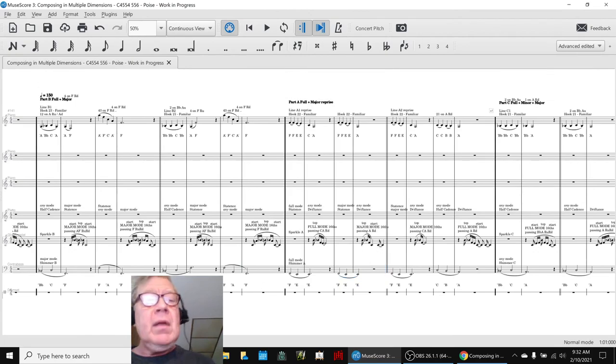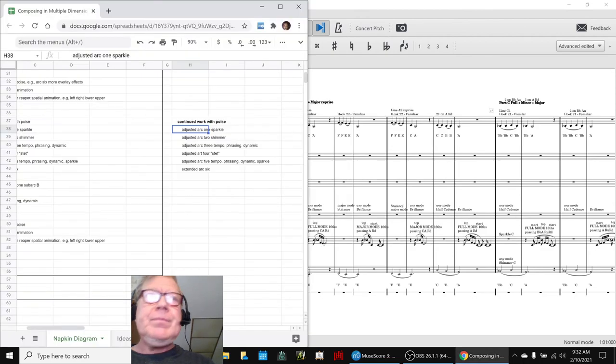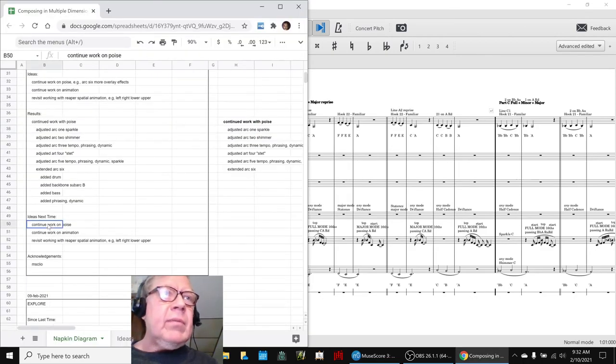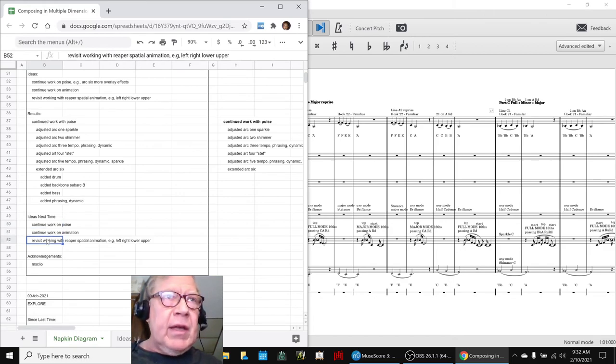So our ideas for next time are to continue working on poise, and we didn't get to the animation today. We'll continue with that, and then we also have some ideas for the spatial animation.